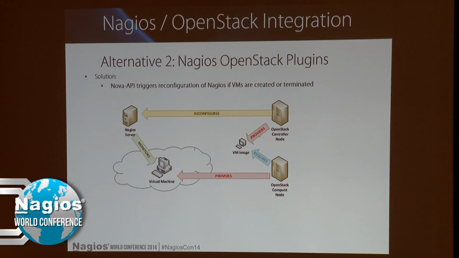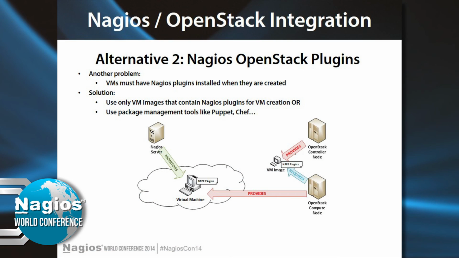Well, there's a solution. You can change some things in the Nova API, add a trigger which reconfigures Nagios as soon as a new VM is created. The Nagios configuration must be updated accordingly. And then Nagios will know that this is not an outage, this is a VM which is terminated by the user.